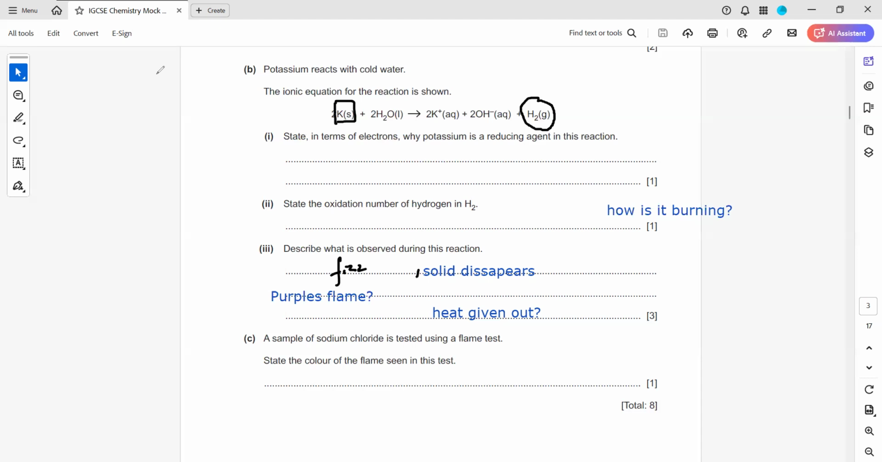No, hydrogen is produced there. No, it should be deducted 2 marks here. So how is it a burning reaction?